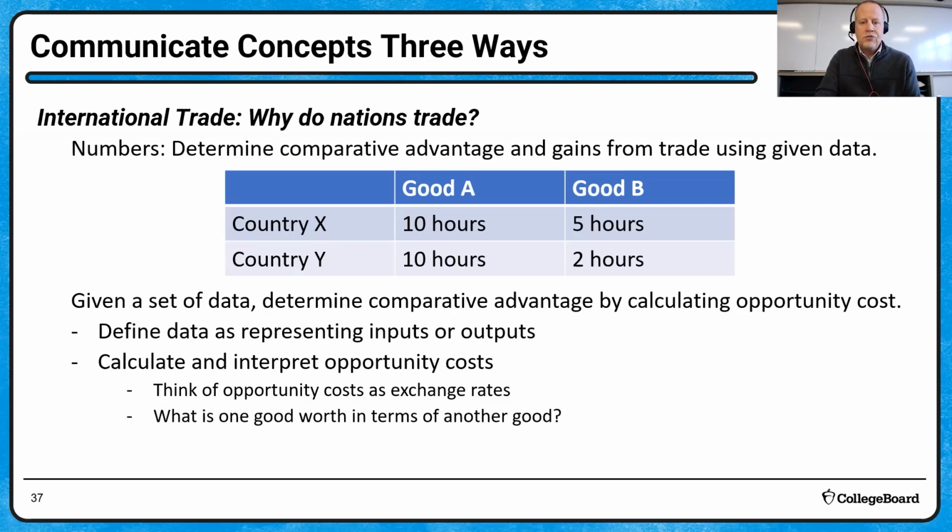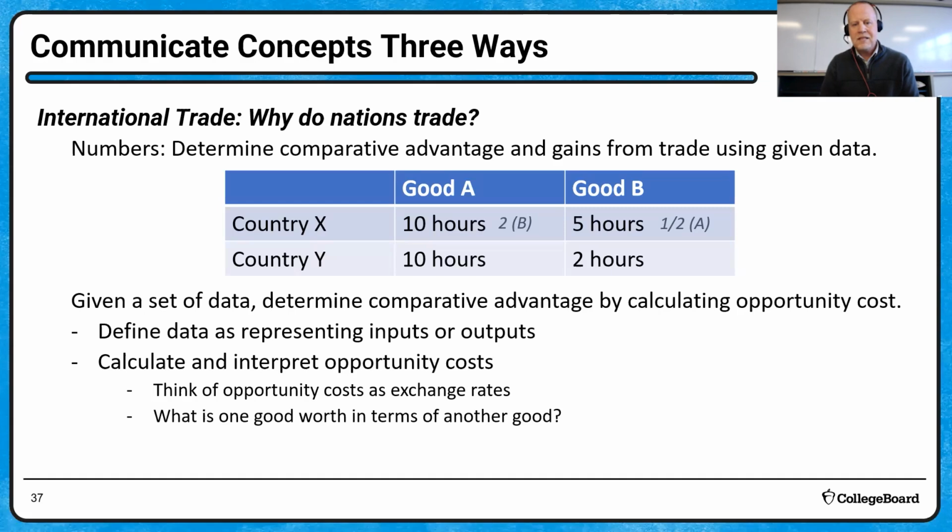It takes 5 hours to produce good B. In those 10 hours, country X could have produced 2 units of good B because it only takes 5 hours to produce good B. For good B, it's going to be the reciprocal. The opportunity cost is going to be the reciprocal. In those 5 hours, they could have produced half a unit of good A.